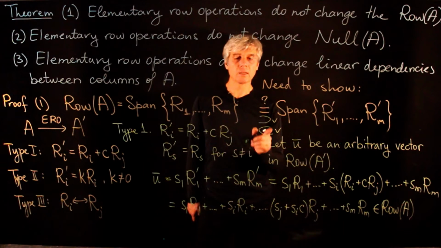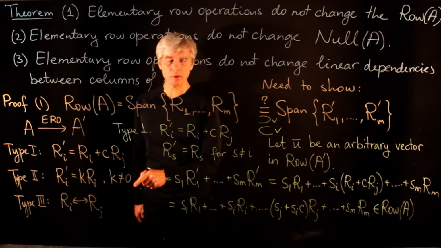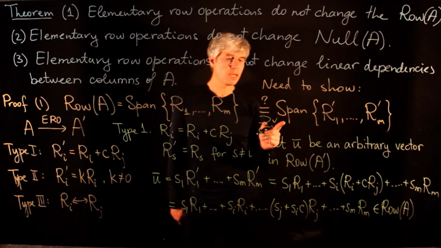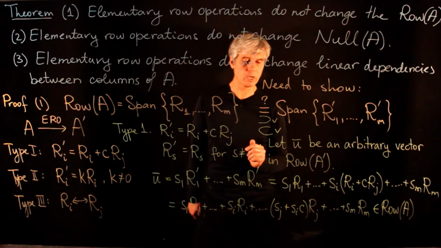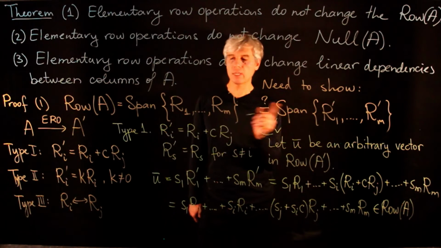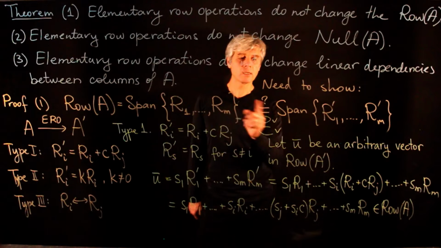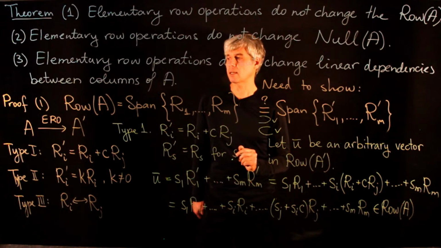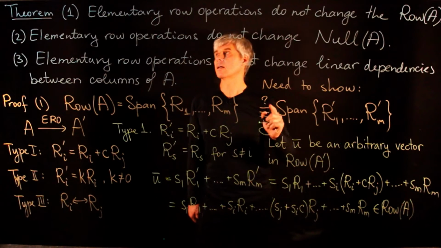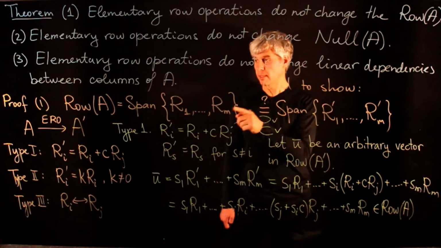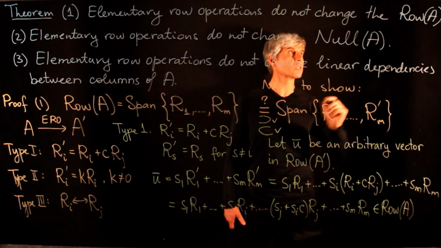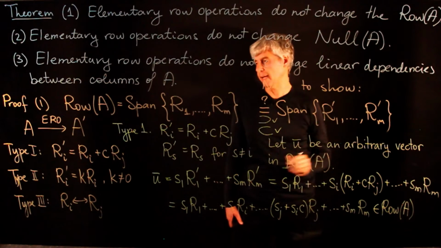So this means that because elementary row operations are invertible, the second inclusion follows from the first one. And so now we have double inclusion between these two sets. So this means that these two sets are equal. And so we proved, well, for type 1 operations, this fact.